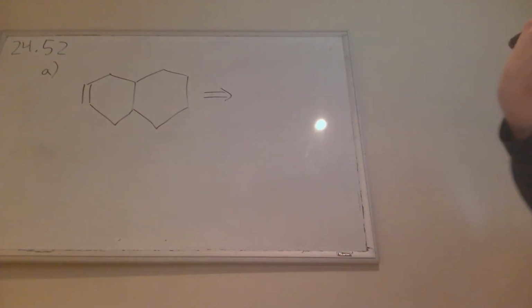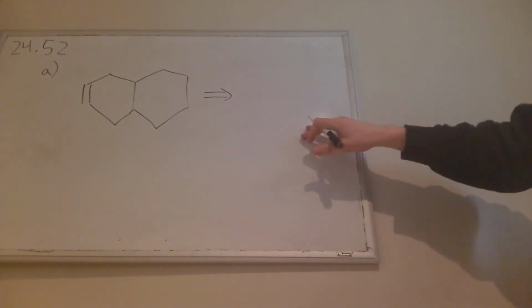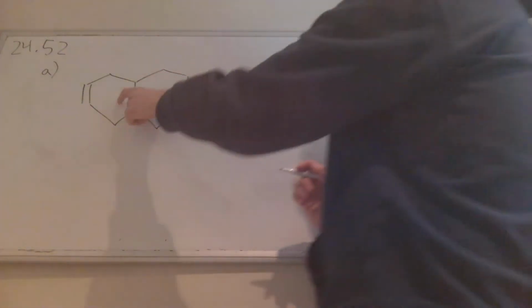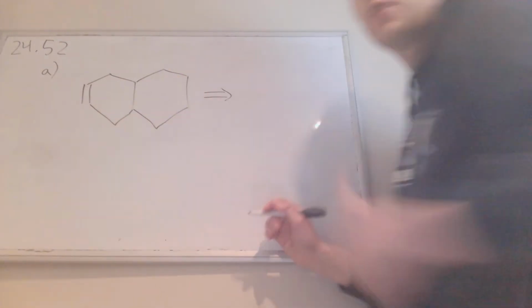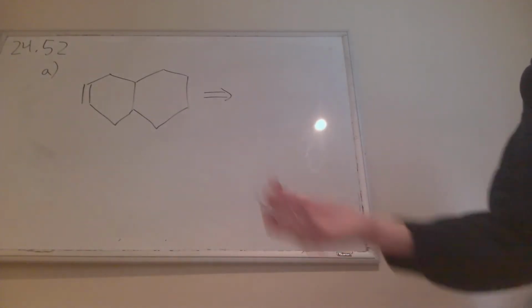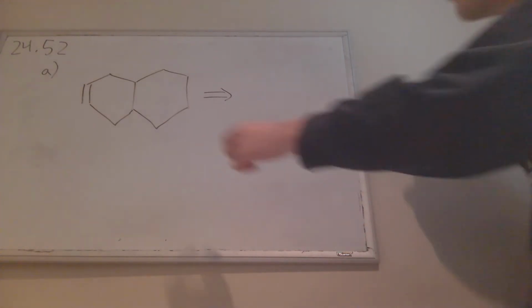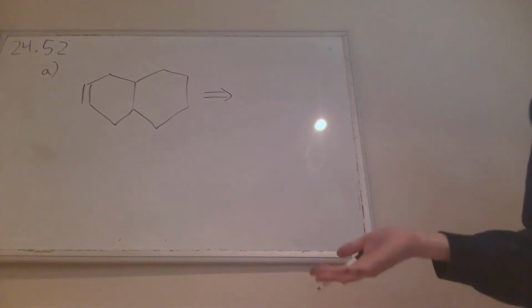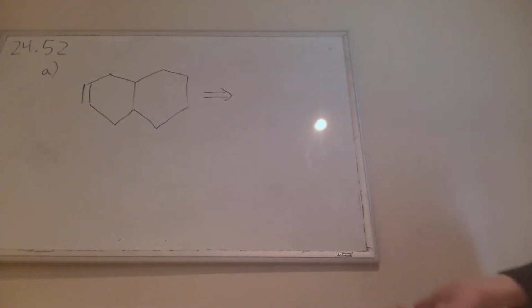In 52, specifically A, we're looking at trying to produce this molecule from butadiene and ethene. It's probably most useful to think about this backwards and think about what types of reactions could give us this. Because we're in the chapter that's mostly on pericyclic reactions, we should think about these as probably being the focus.